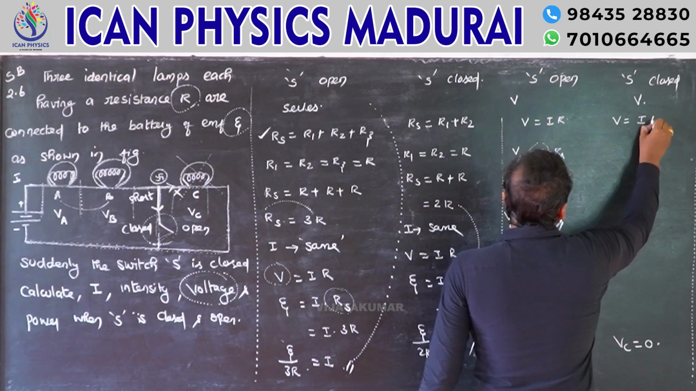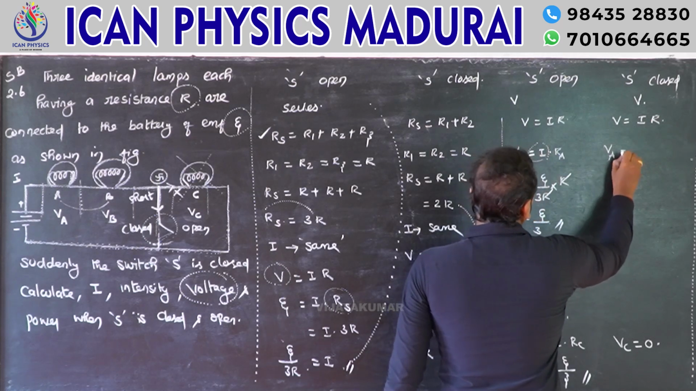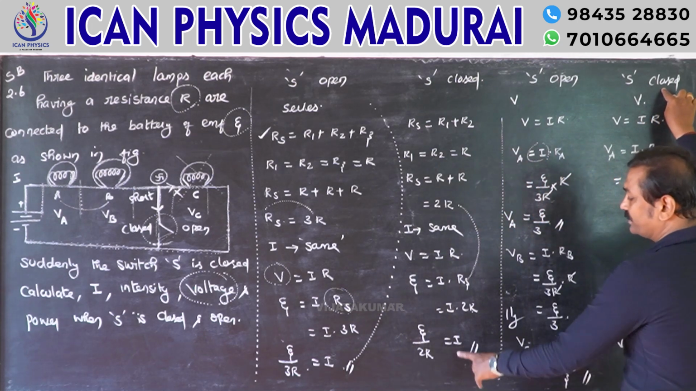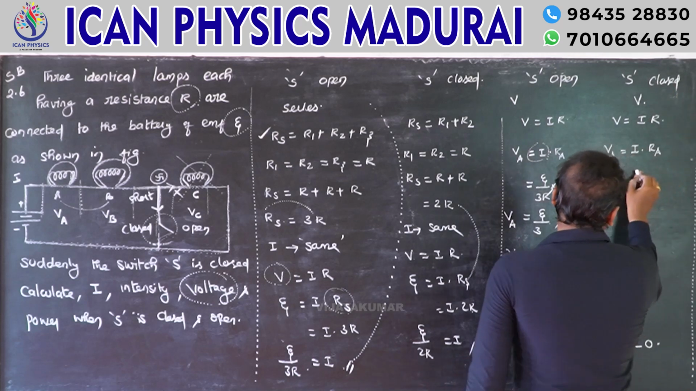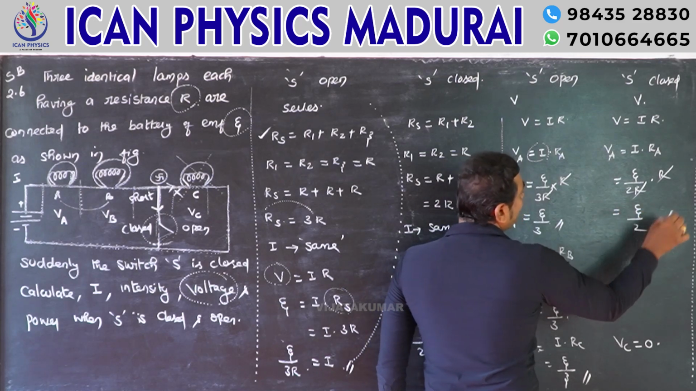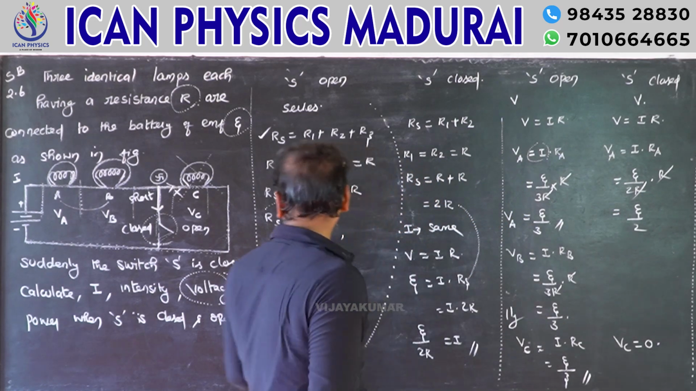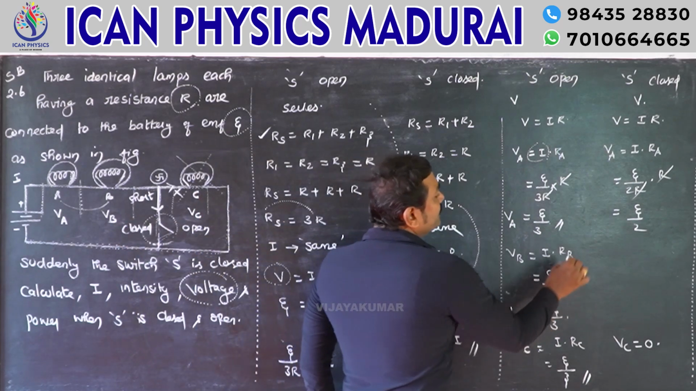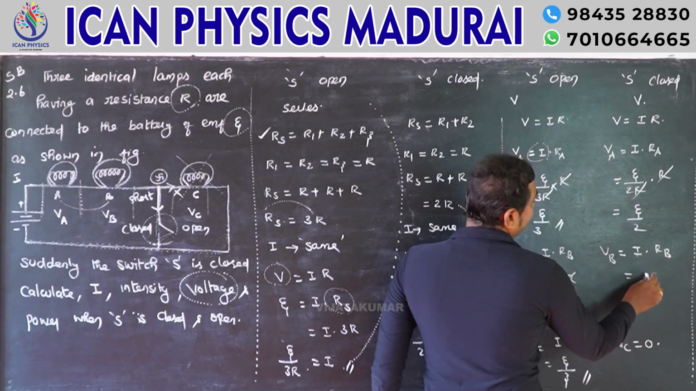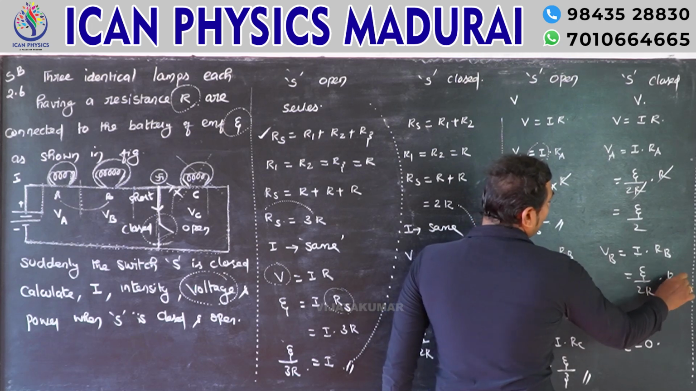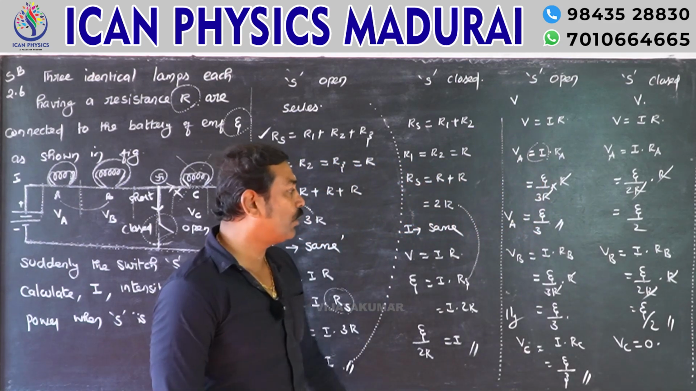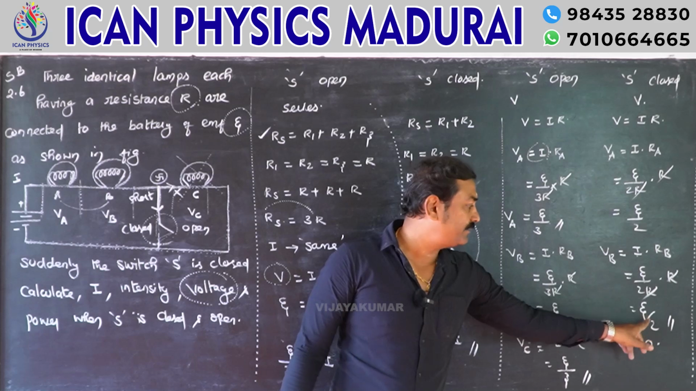Once again, V equals IR. For the first one, VA equals I into RA. When S is closed, what is the current? ψ/2R. So ψ/2R into R, R getting cancelled, ψ/2. Then for the second one, the voltage drop across VB equals I into RB. So I is ψ/2R into R, R getting cancelled, ψ/2. So when S is closed, the voltage drop across each is ψ/2.